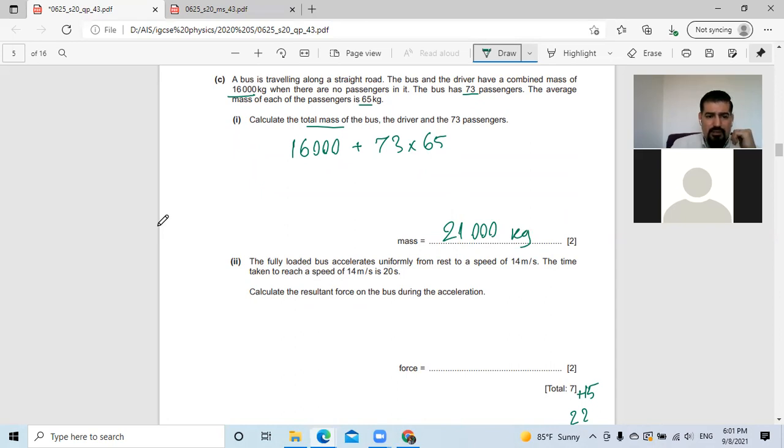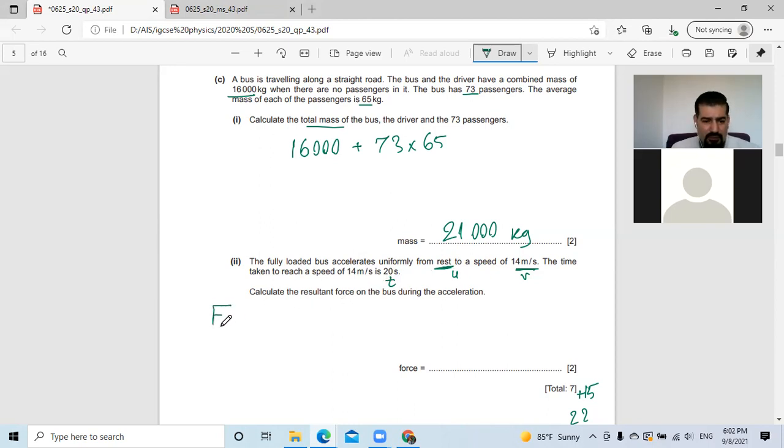What they said later, the fully loaded bus accelerates uniformly from rest to a speed of 14. So this is U and this is V. The time taken to reach a speed of 14 was 20 seconds. Calculate the resultant force.